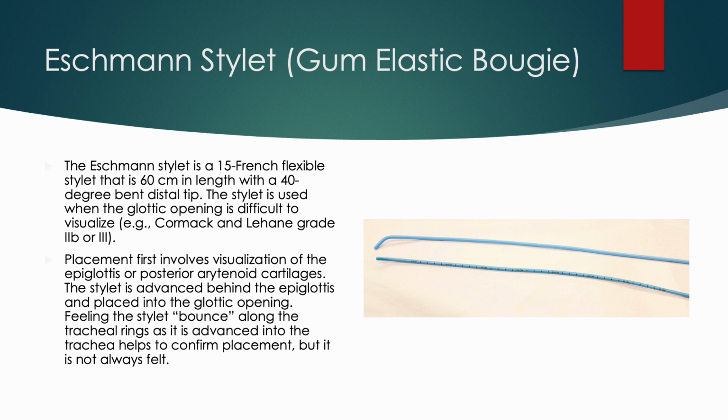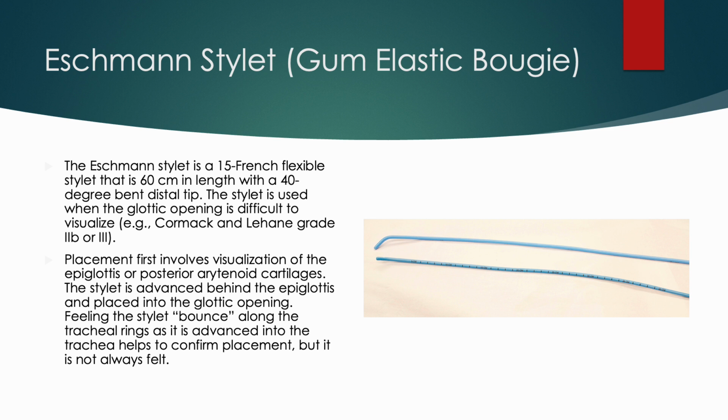So normally what you're doing is you're seeing the epiglottis, and it's covering the majority of your glottic opening. And so you're going to try to pass this in. The way you hold it, you want that curved tip to be up, and you want to feel the stylet bounce on the tracheal rings, okay?